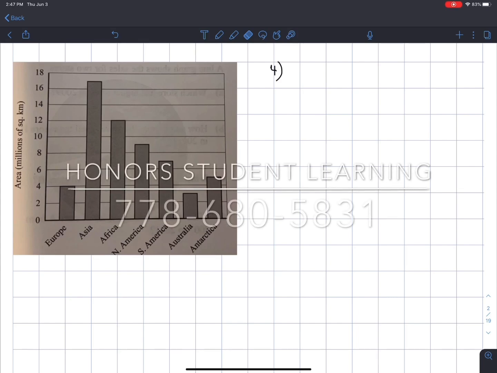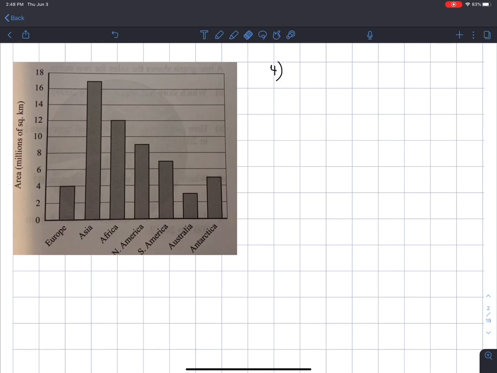Okay, moving on to question 4. So now we will move on to the bar graphs. I think bar graphs and pictogram graphs are very similar in a sense that they are both good for comparing between different groups or categories. For example, here we are just comparing between different countries.